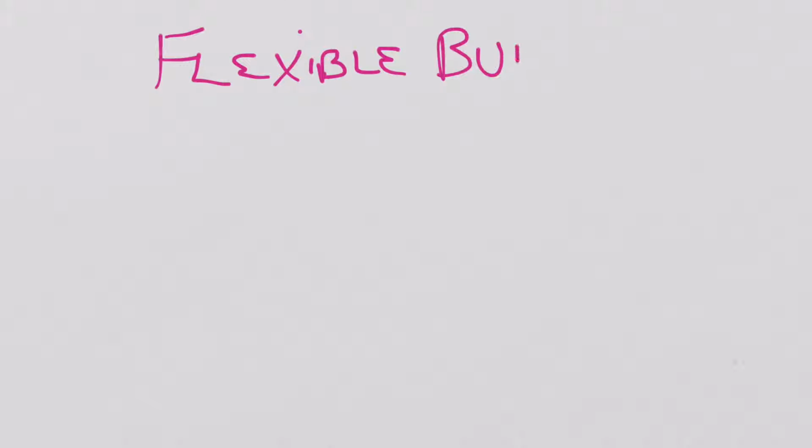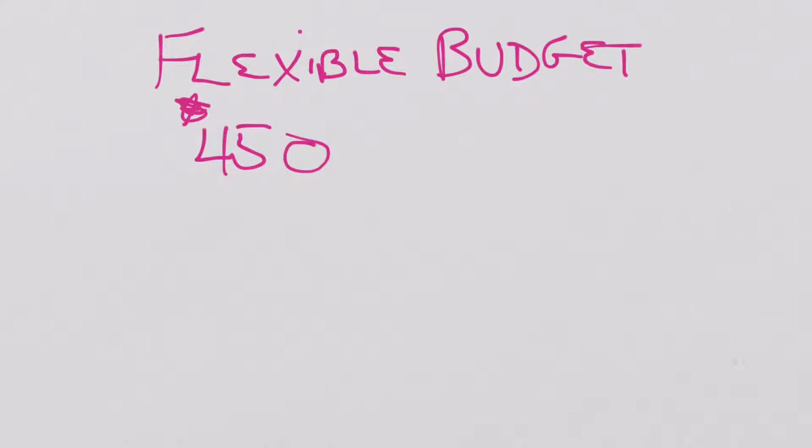we say, okay, well, we know we're applying $50 per unit based on the original budget, but you know what? Our production went down to 450. That's not a dollar sign, sorry about that. It's 450 units. That means that our budgeted overhead should be different. It should have been a different amount.